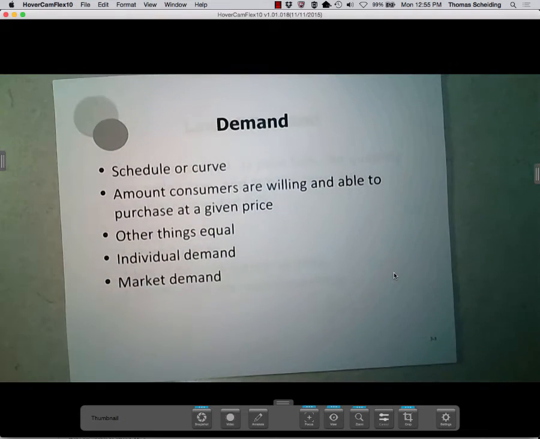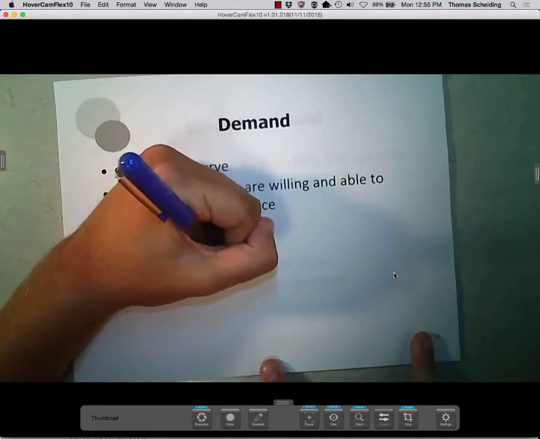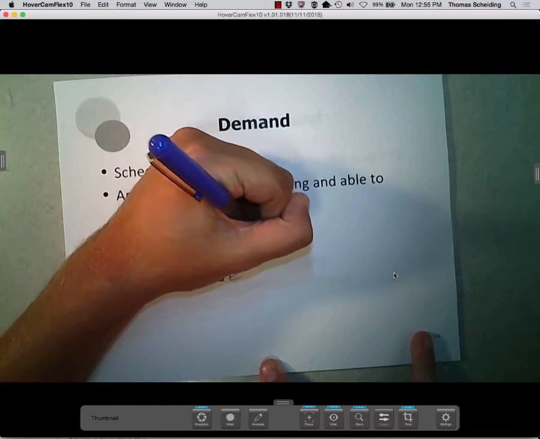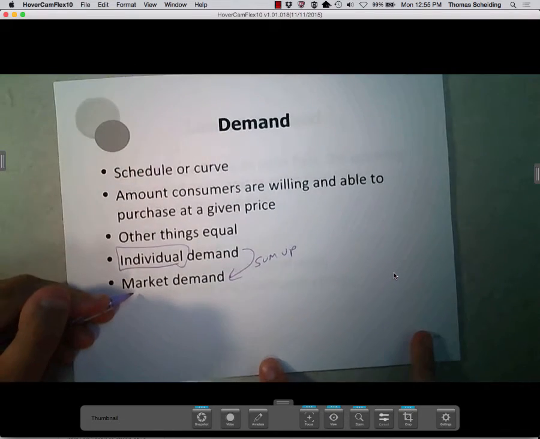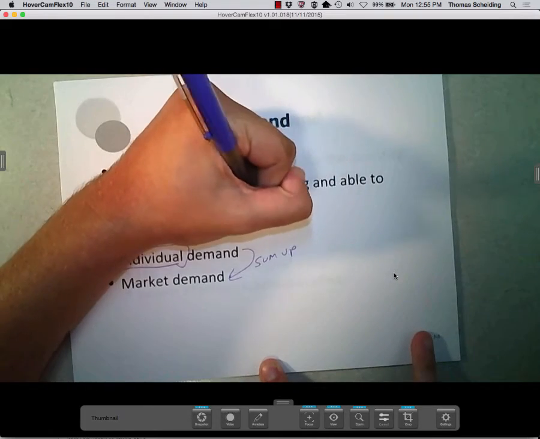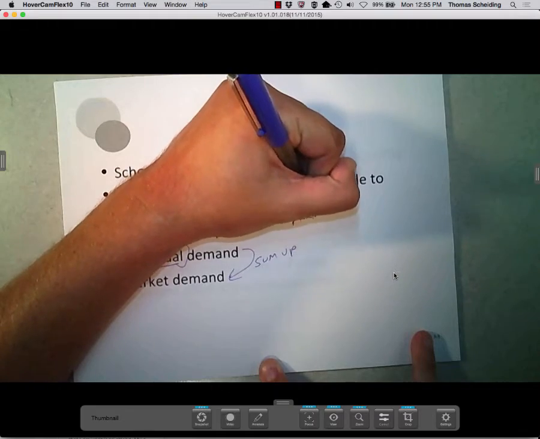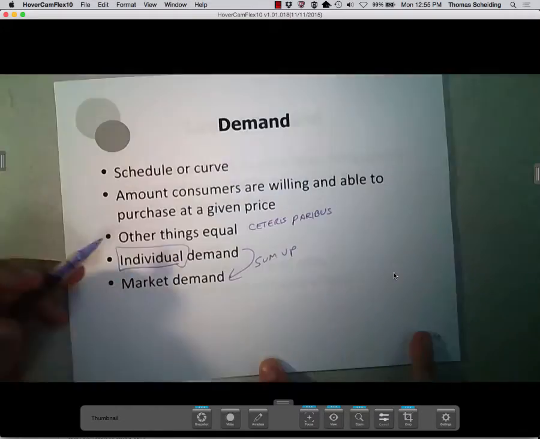First side of this is the demand. The demand is what's coming from the consumer. Now we can have both an individual consumer. These individuals sum up to be a market demand. And the assumption we're going to employ in this is called ceteris paribus, or all other things equal.